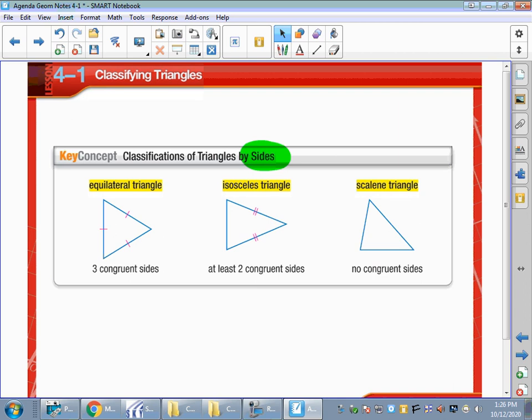So again, when I ask you to classify by angles, you're choosing from equiangular, obtuse, right, or acute. If I ask you to classify by sides, you're choosing from equilateral, scalene, or isosceles.